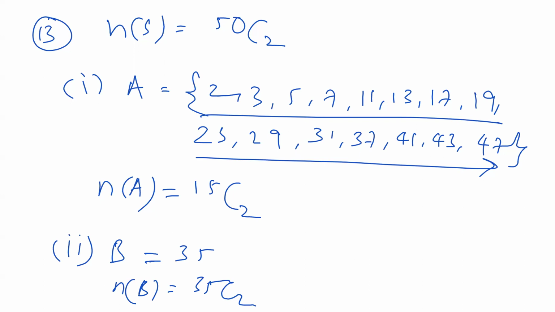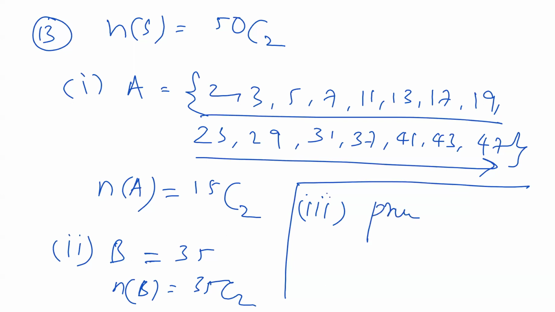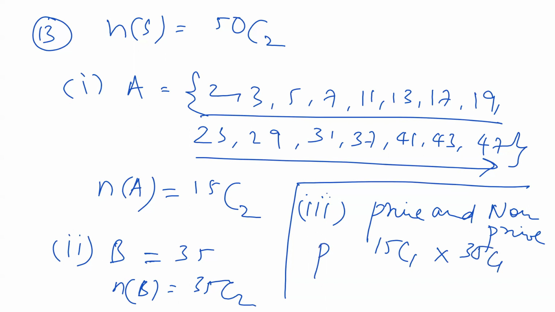And the third part, they are asking for a ticket has a prime number. So one prime number ticket and the other will be non-prime. One prime out of 15 can be selected in 15C1 ways, and one non-prime out of 35 can be selected in 35C1 ways. So this is n of C. So n of C is equal to 15C1 into 35C1. So P of C will be n of C upon n of S.